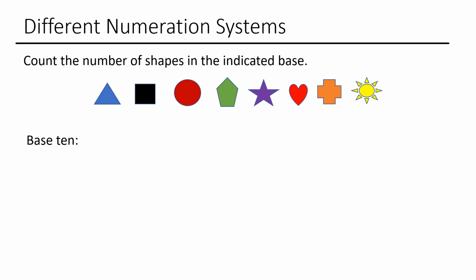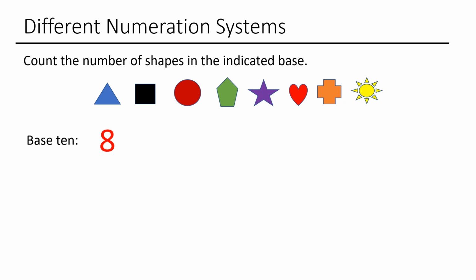So this section is all about different types of number systems. We're going to start out in the number system that we all know, which is known as base 10. Anytime you see base 10, you rejoice because that is simply counting like you have always counted since you were 2 years old. So whenever it says count the number of shapes in the indicated base 10, you just count these: 1, 2, 3, 4, 5, 6, 7, 8, and the answer is 8. That is as easy as it gets, okay?